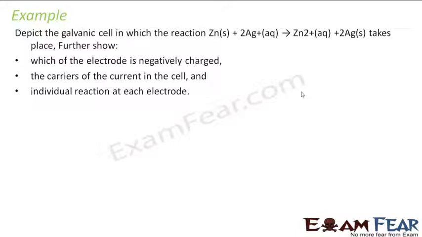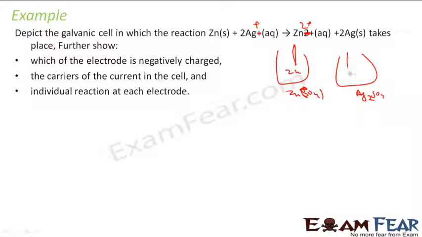The last question says we have a galvanic cell and this reaction is happening. This is Zn2+ and this is Ag+. So we have to say which electrode is negatively charged. So I have zinc here, let it be zinc sulfate, and then I have here this, right? Now I have zinc here, or I have Ag here. So which electrode is negatively charged?